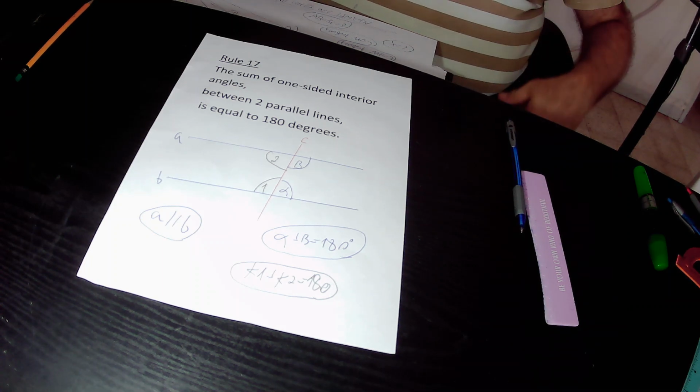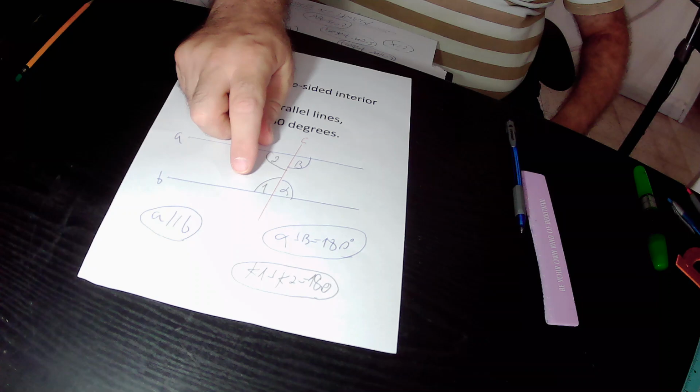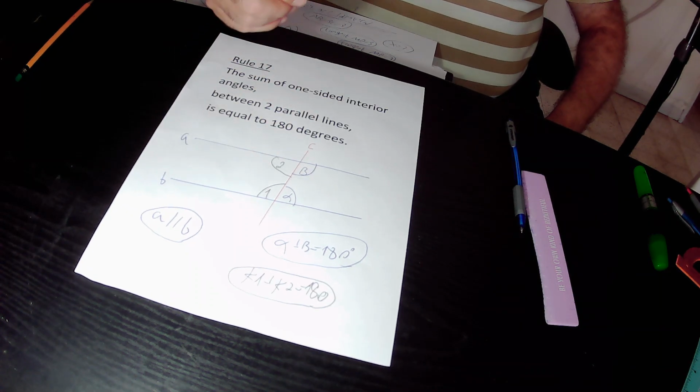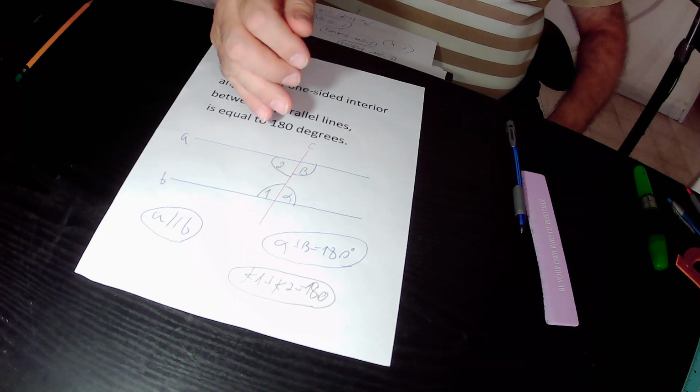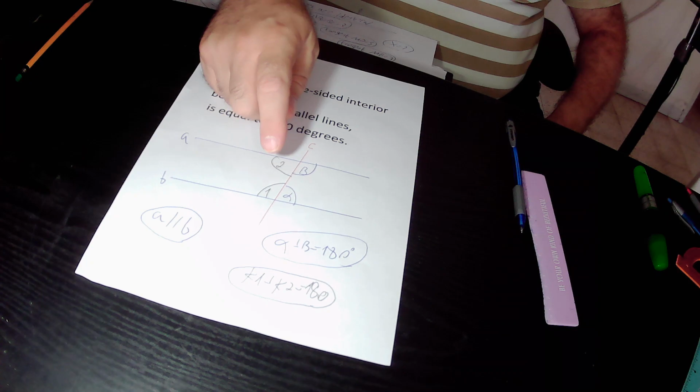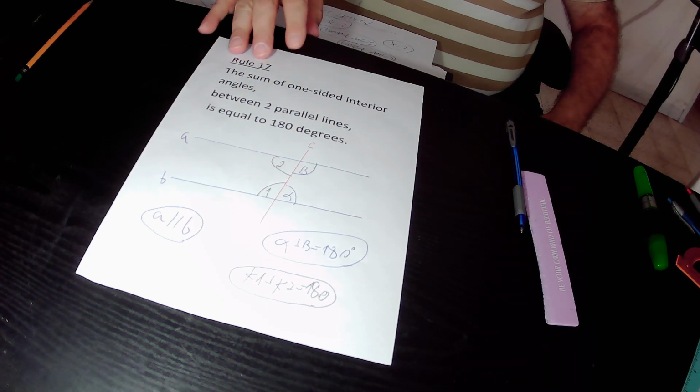Likewise, those two angles, 2 and 1, are also defined as one-sided interior angles, and according to rule 17, the sum of those two angles is equal to 180 degrees. That is to say, angle 2 plus angle 1 is equal to 180 degrees. We can implement rule 17 in our drawing.